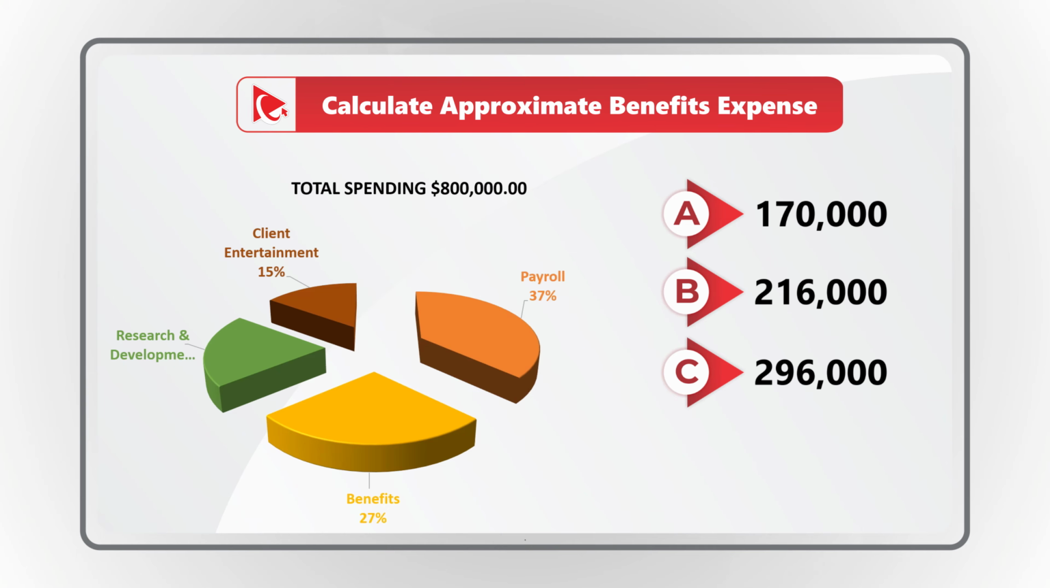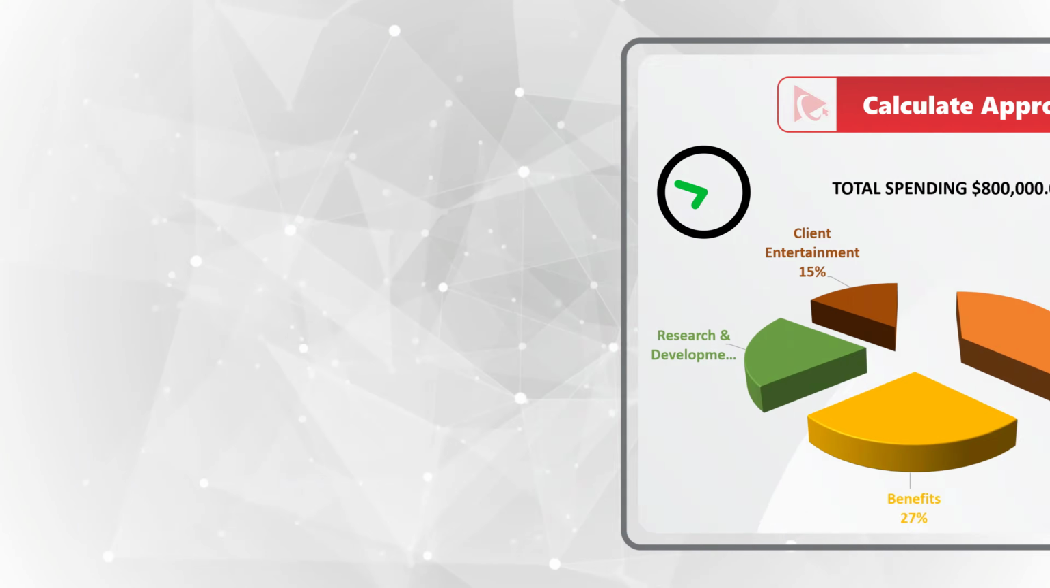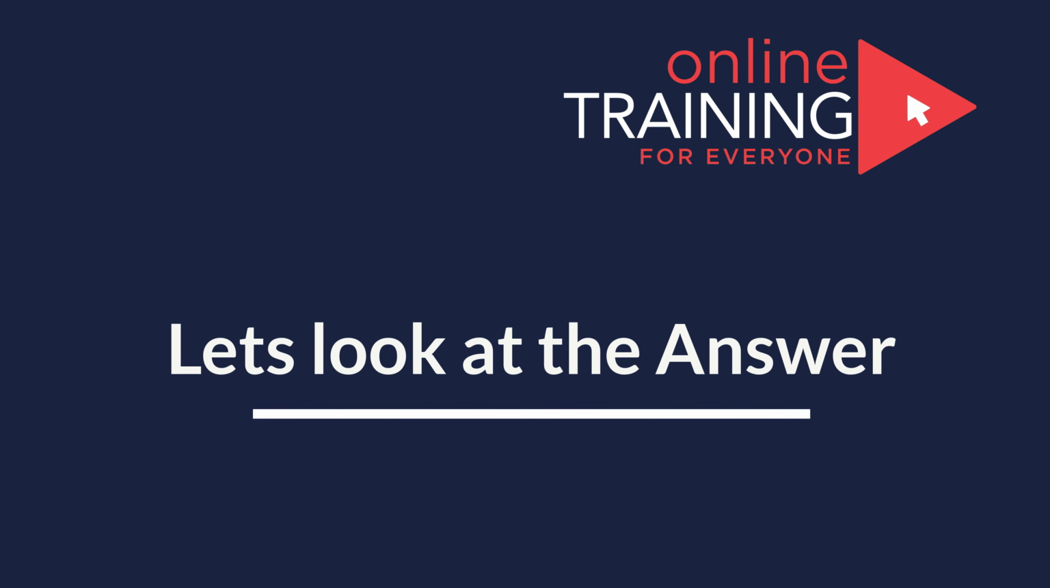Choice C, 296,000. And choice D, $360,000. Take a close look, maybe pause this video to see if you can do a mental math and come up with the solution. Ready or not, I am moving forward to share with you my version of the solution. And obviously, if you have a better way to solve it, please make sure to share in comments.